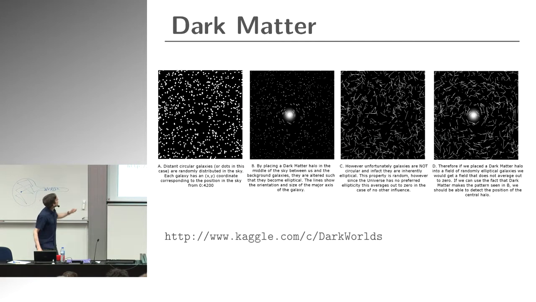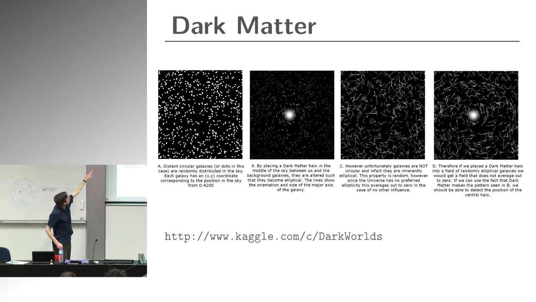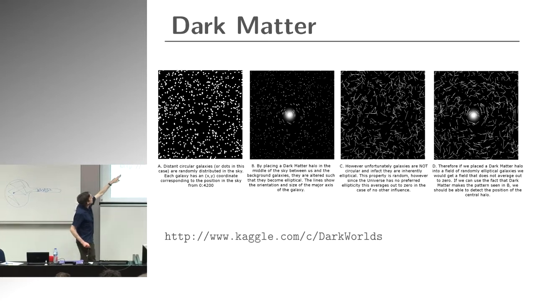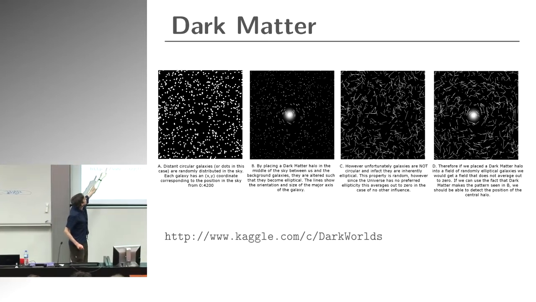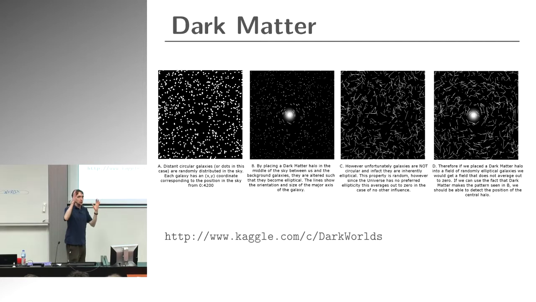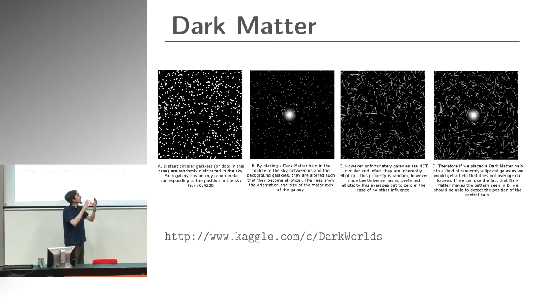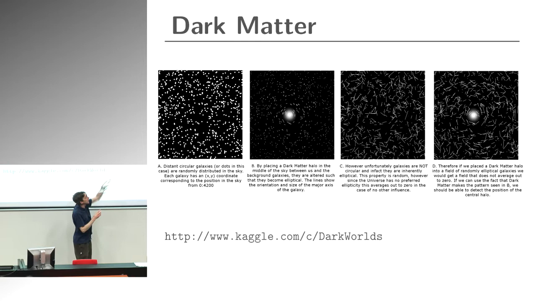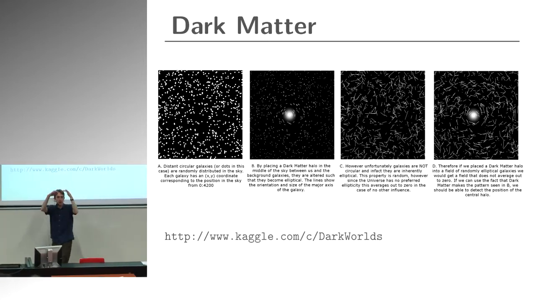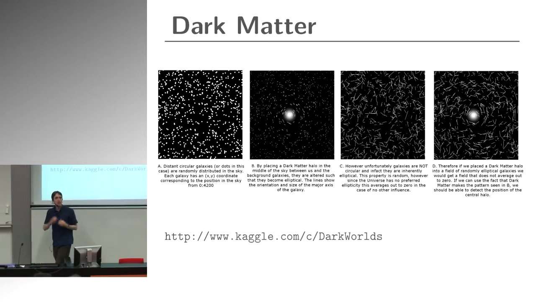So if you started out with circular galaxies, that's the panel on the left, then dark matter would distort the light so that they would all look elliptical and they would form concentric circles around the dark matter. Unfortunately, galaxies aren't all circular. They start out looking elliptical. So the truth is you have a load of jumbled ellipses. You put a dark matter halo in the middle, and there's a bias towards them forming concentric circles, but it's all very messy and noisy.